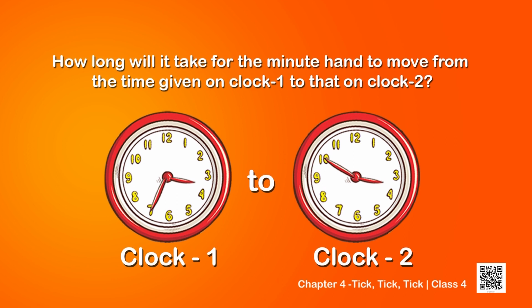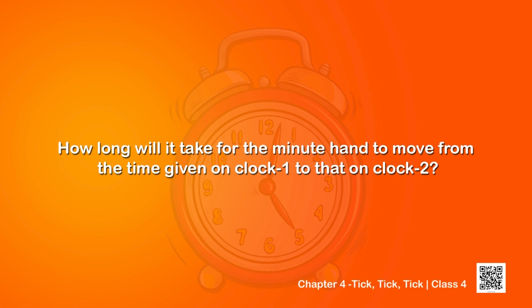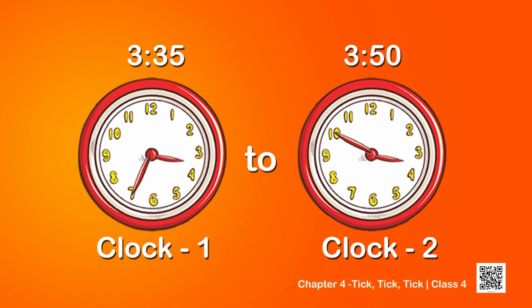What is the time on clock 1? Yes, it is 3:35. What is the time in clock 2? Correct, it is 3:50. Now, you have to write how long will it take for the minute hand to move from the time given on clock 1, that is from 3:35 to the time given on clock 2, that is 3:50. The duration from 3:35 to 3:50.